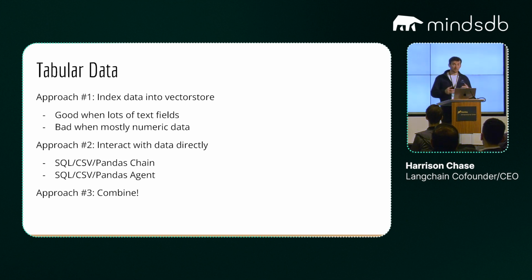On the other hand, you can often have tabular data that's just numbers. And so it's actually much more powerful to interact with that data directly, whether it's in a SQL database, in a pandas data frame, in a CSV. You can just interact with that data directly rather than transform where it lives. And then the third approach is combining these and getting the best of both worlds.